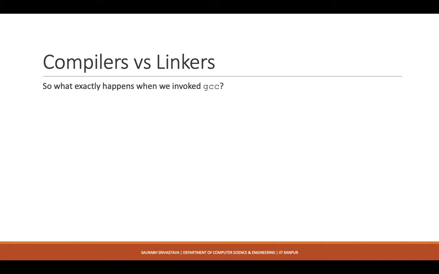So how do linkers differ from compilers? What exactly did we do when we invoked GCC in the background? There were two distinct steps that took place. In fact, there is a switch, I think -c. If you give GCC the -c switch, it will only compile your code and it will not link it, so it will not be an executable. It will be just some machine code.